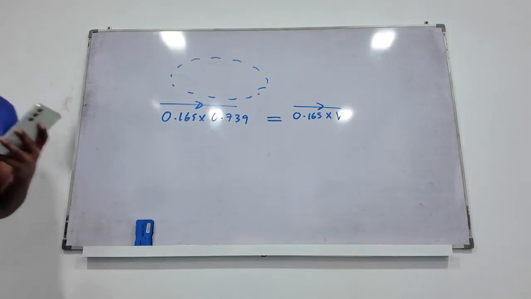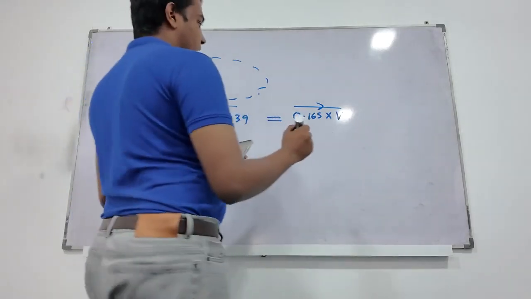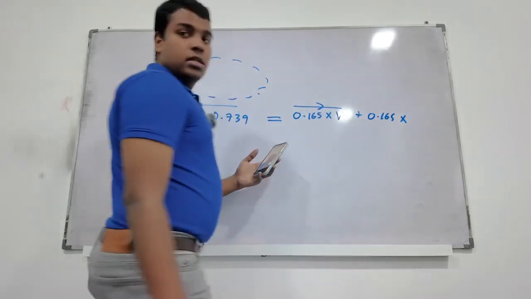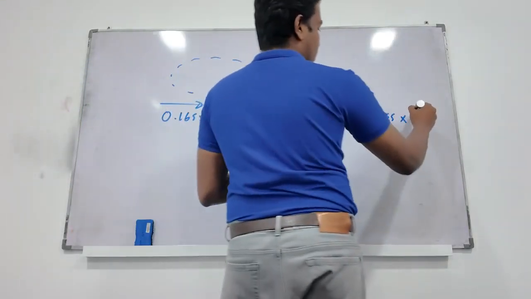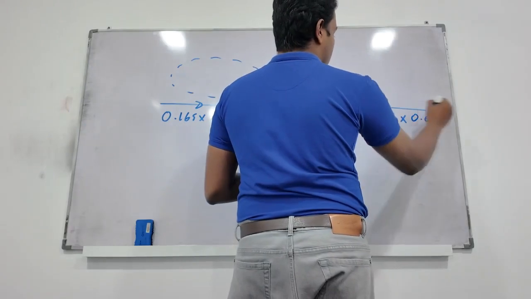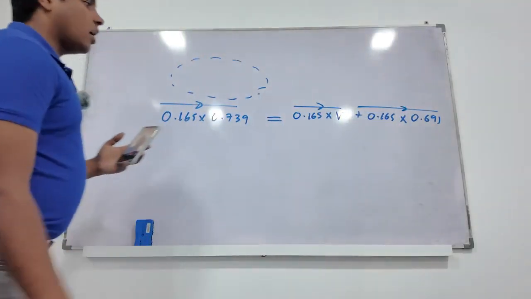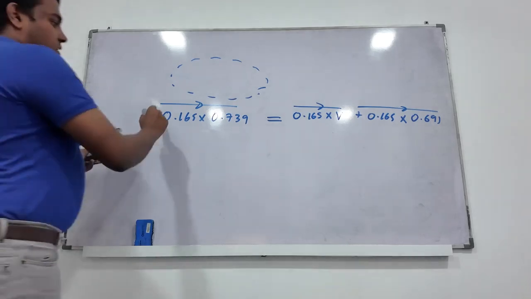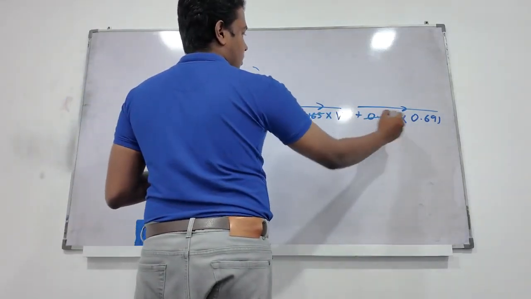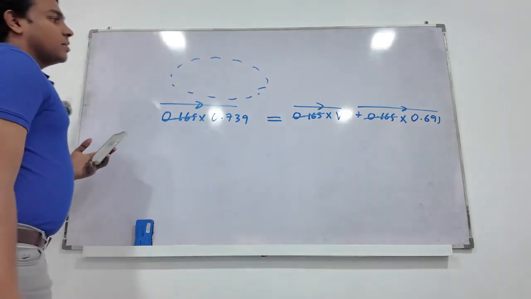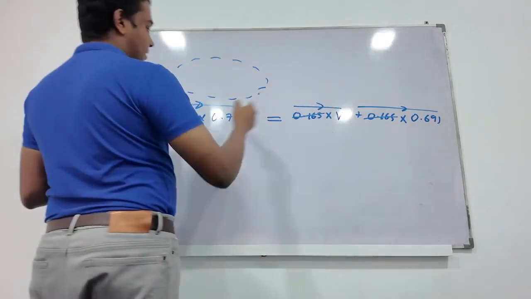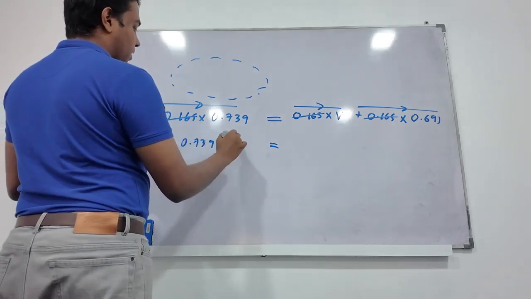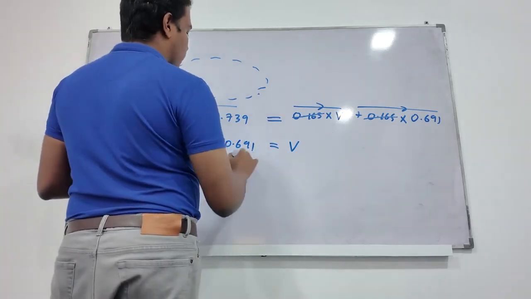Then B is moving: 0.165 times what? 0.691. It's moving to the right. There's a small trick that you can use here. This to this to this gets cancelled out. So V plus that is equal to this straight away. 0.739 minus 0.691 is equal to V.